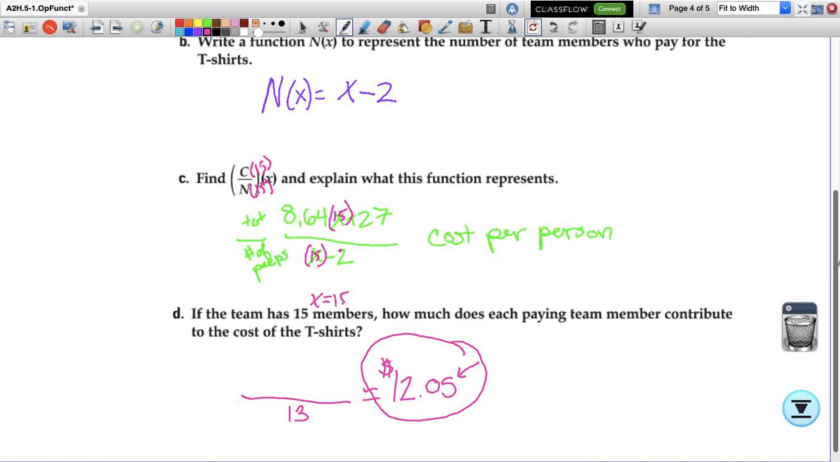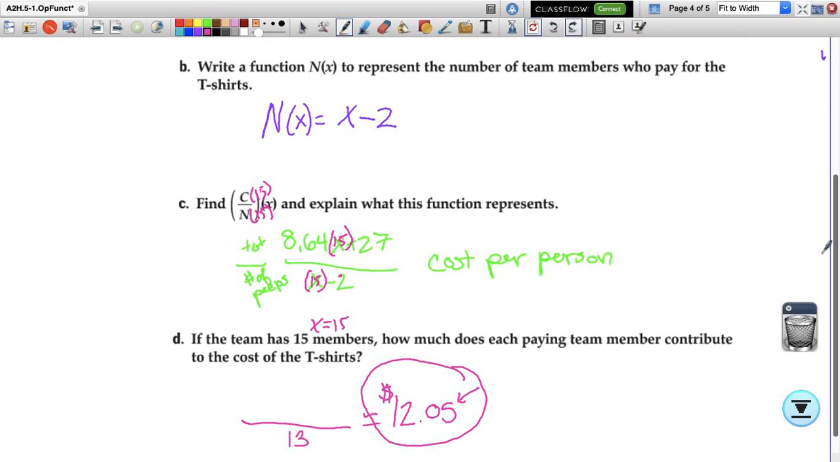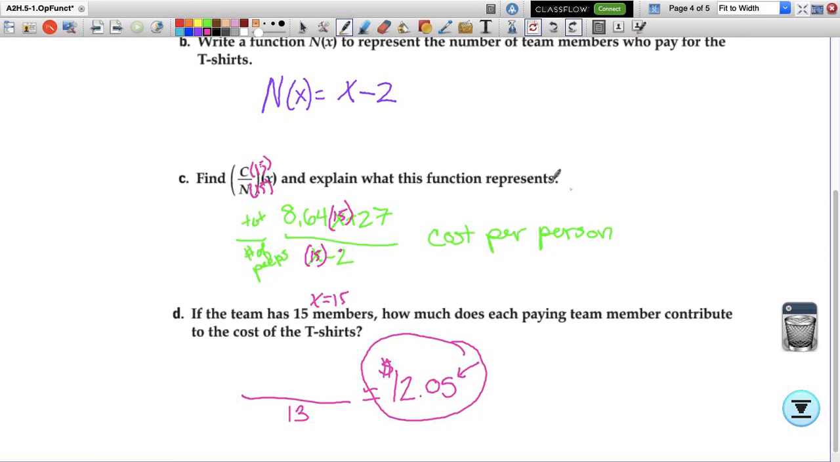So we wrote a function for cost. We wrote a function for the amount of people. We did some division, or we set it up as a division problem and then plugged in a number to actually find a solution. Okay?